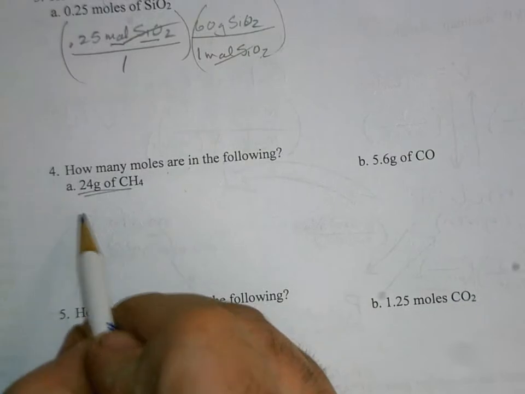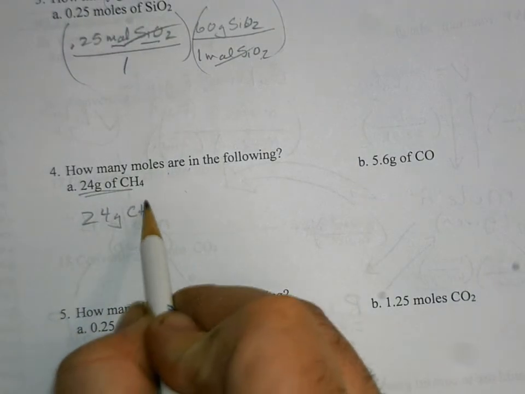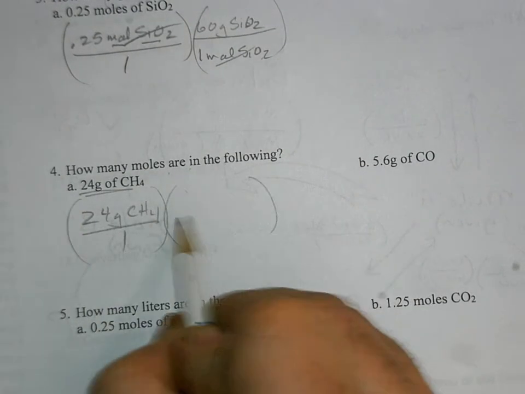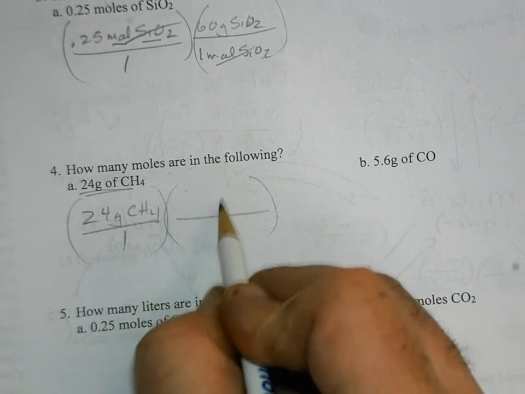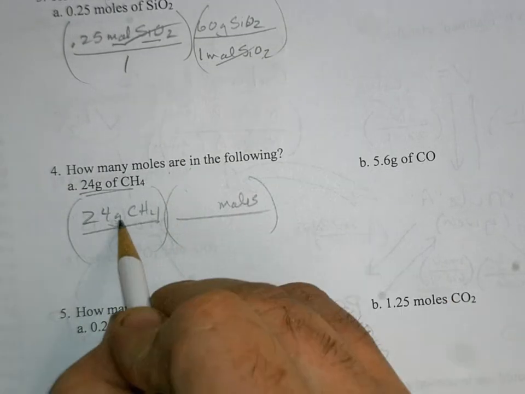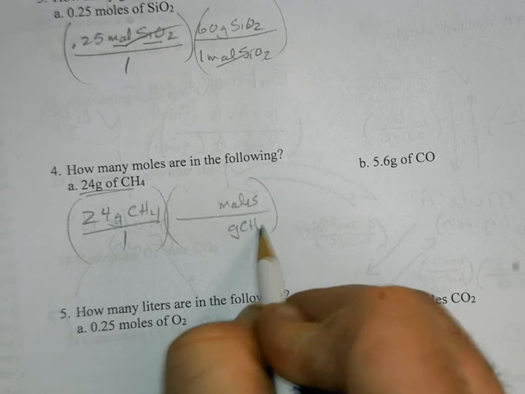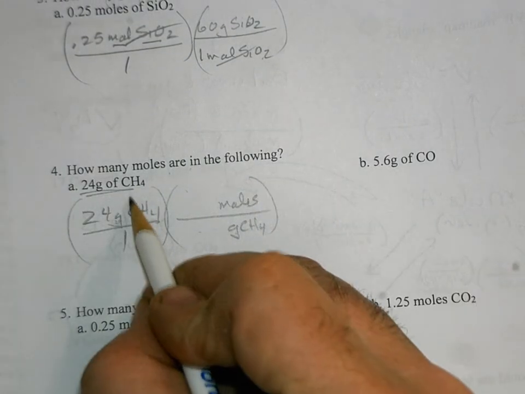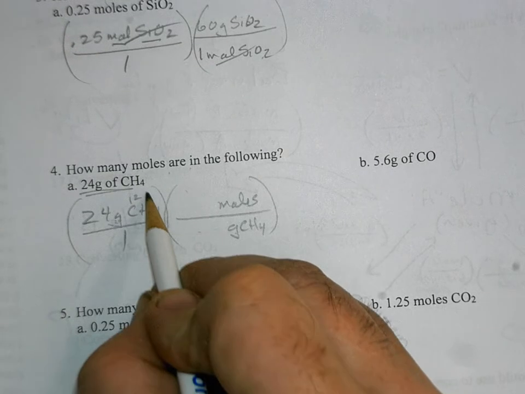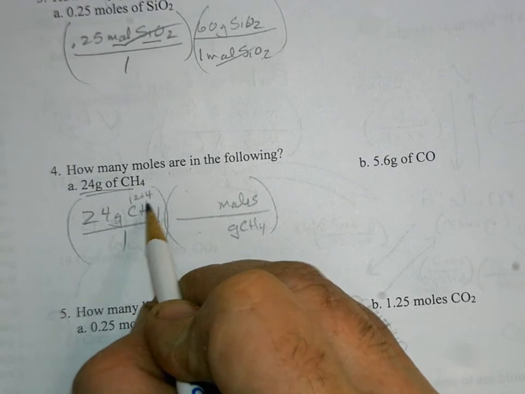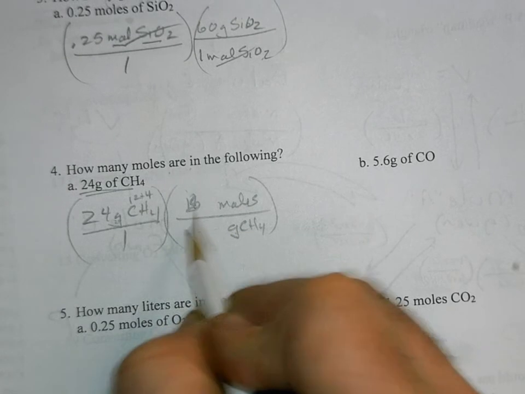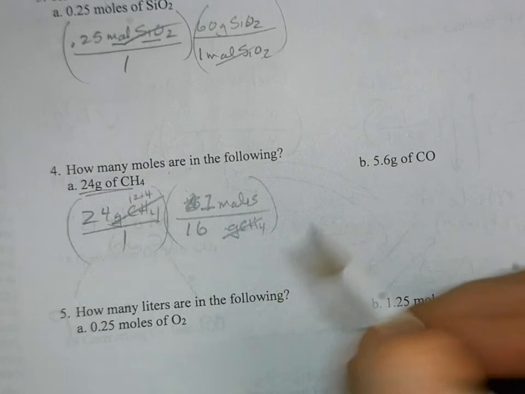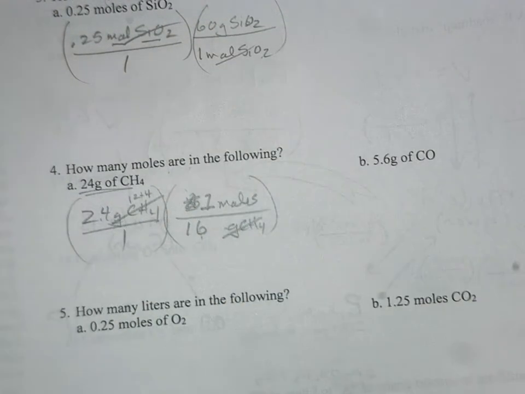So we're going to set up what's given, 24 grams of CH4, that's methane, put that over 1. And then we're looking for moles, so we want to end up with moles on the top. We've got grams over here, we need grams of CH4, so that makes sense. We need to divide by the molar mass. Carbon has a mass of 12. We've got 4 hydrogens, every hydrogen is 1, so 12 plus 4 is 16. Oh, wrong spot. 16 grams in 1 mole. And so now that'll let us cancel out. To get the answer, it's going to be 24 divided by 16.